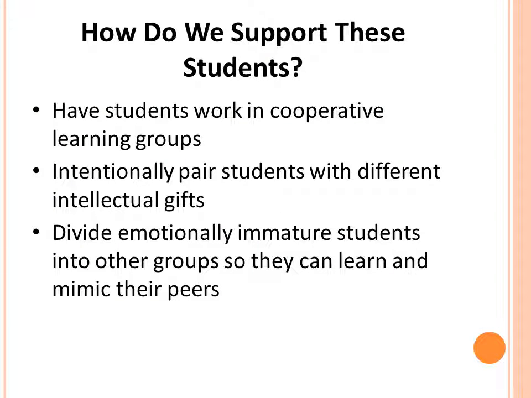How do we support these students? Have students work in cooperative learning groups, intentionally pair students with different intellectual gifts, and divide emotionally immature students into other groups so they can learn and mimic their peers.